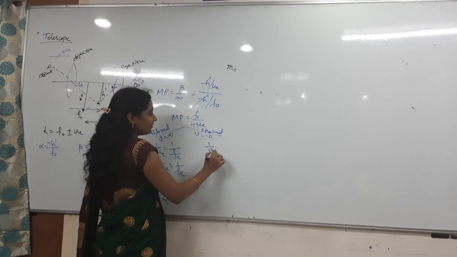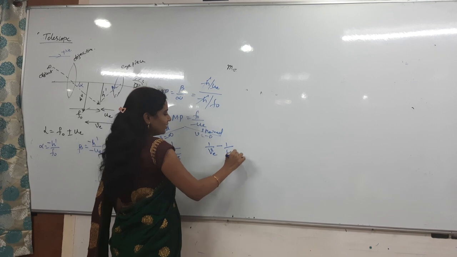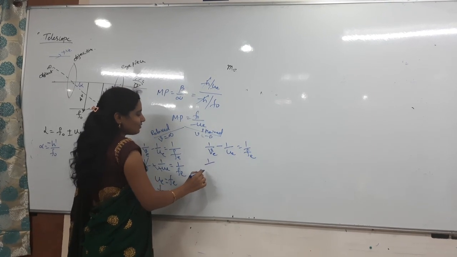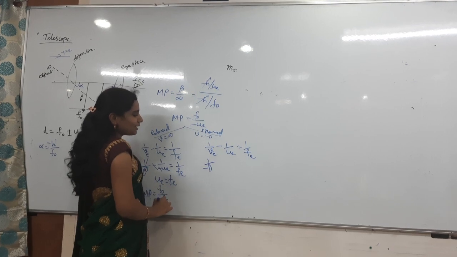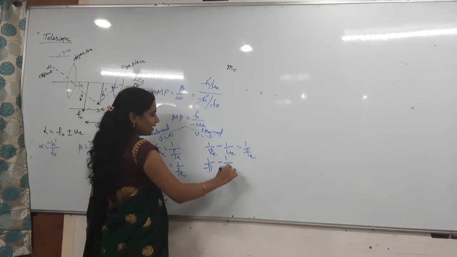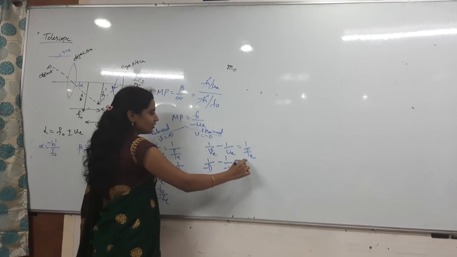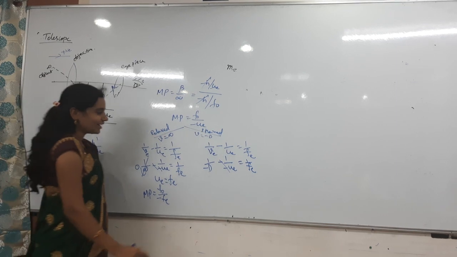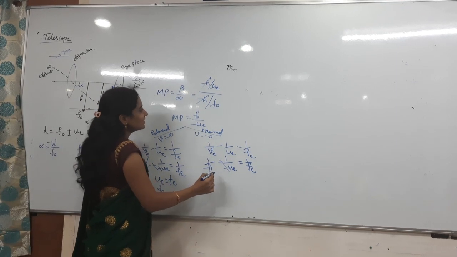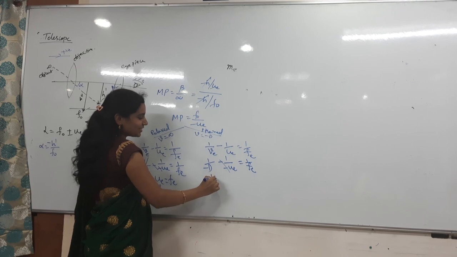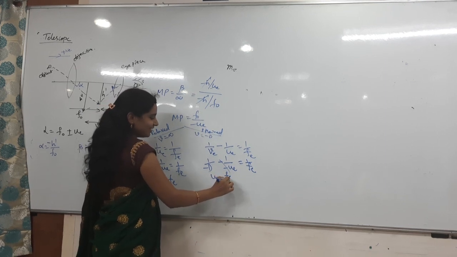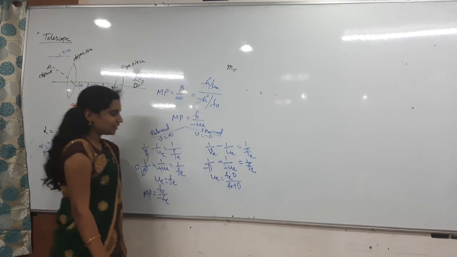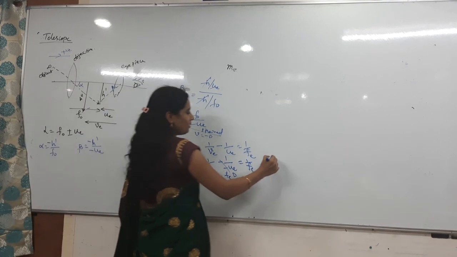Then again 1 by V minus 1 by U is equal to 1 by Fu. So 1 by V, what is the 1 by V? Minus 1 by D minus of minus 1 by UE. That is equal to minus 1 by Fe. Minus gets cancelled. Then UE value is how much here? Fe D by Fe plus D. That is UE. Now magnifying power is what?